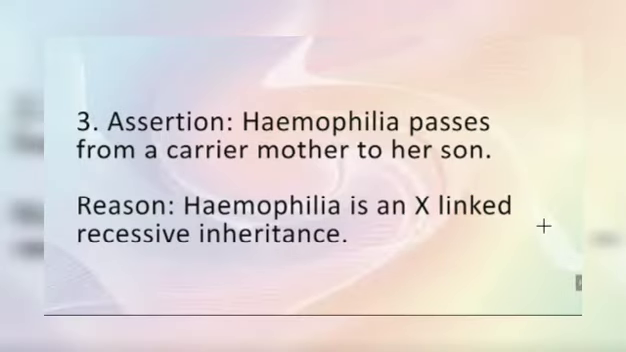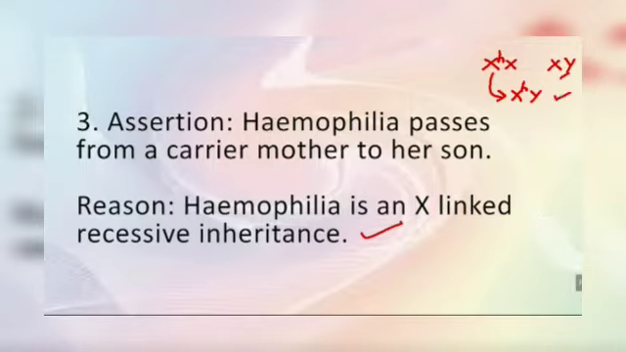Hemophilia passes from a carrier mother to her son. Hemophilia is an X-linked recessive inheritance. So this is a true statement. So if mother is a carrier of the disease and father is a normal person, we know if the son inherits this X chromosome from mother and Y from father, then he is going to be diseased.